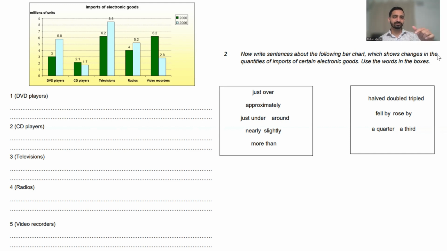Looking at the graph, what happened to DVD players in 2000? You can see the labels there. The green bar represents year 2000, and the blue bar represents year 2006. How would you explain the difference and what happened to their sales between 2000 and 2006? Try to make these sentences on your own. Pause the video here, do this activity on your own, and when you come back, we'll review the answers.